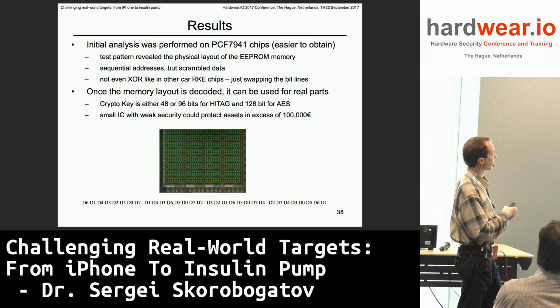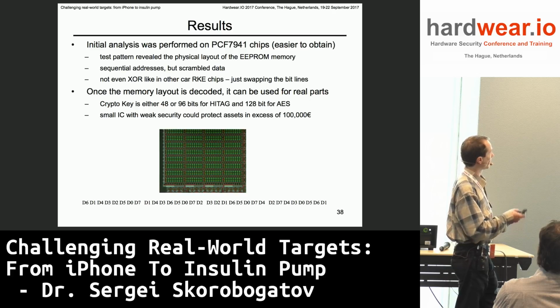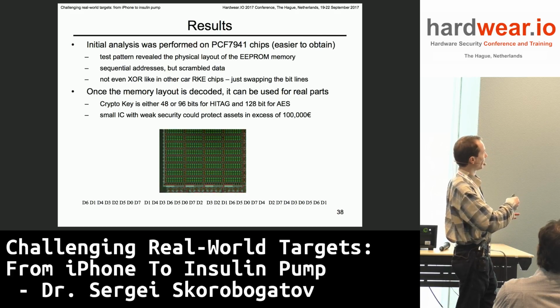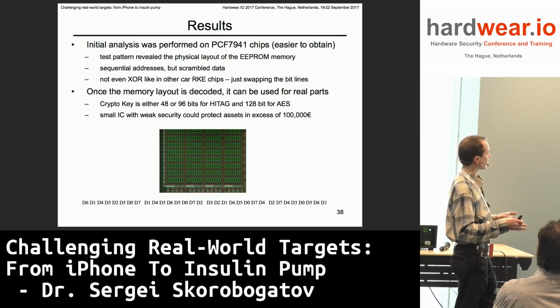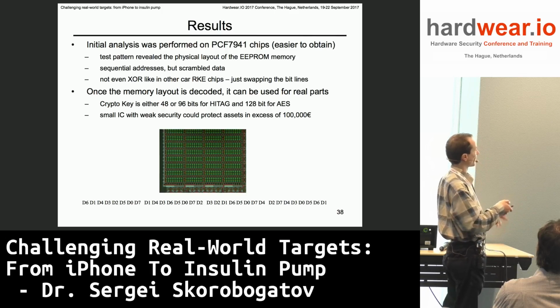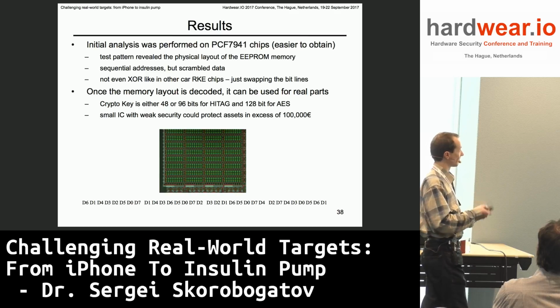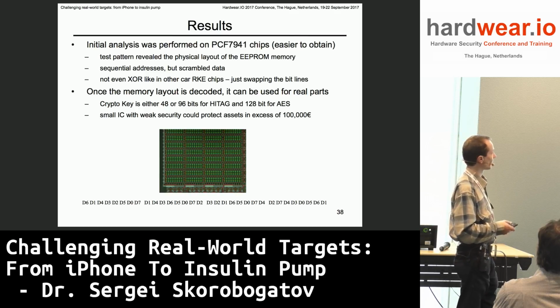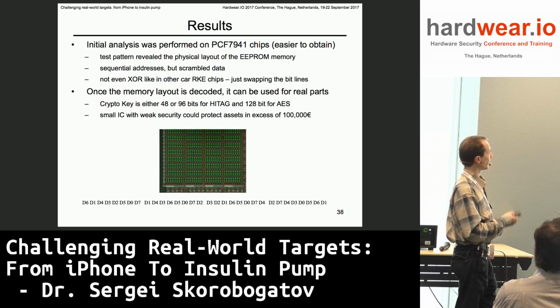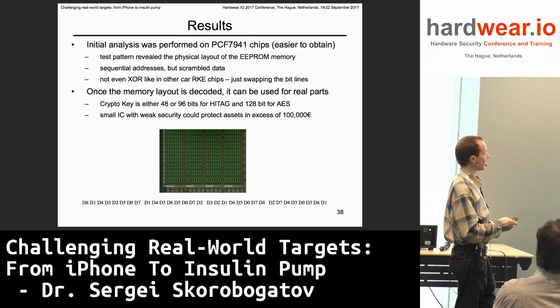So the addresses are just sequential, and they don't even use any encryption for the memory or XORing. They just use a permutation table for all the data lines. So instead of having sequential D0, 1, 2, 3, 4, and so on, they just swapped the data lines, which makes analysis much easier. So you don't have to find the decryption key, or you don't have to find the tables for each memory location.